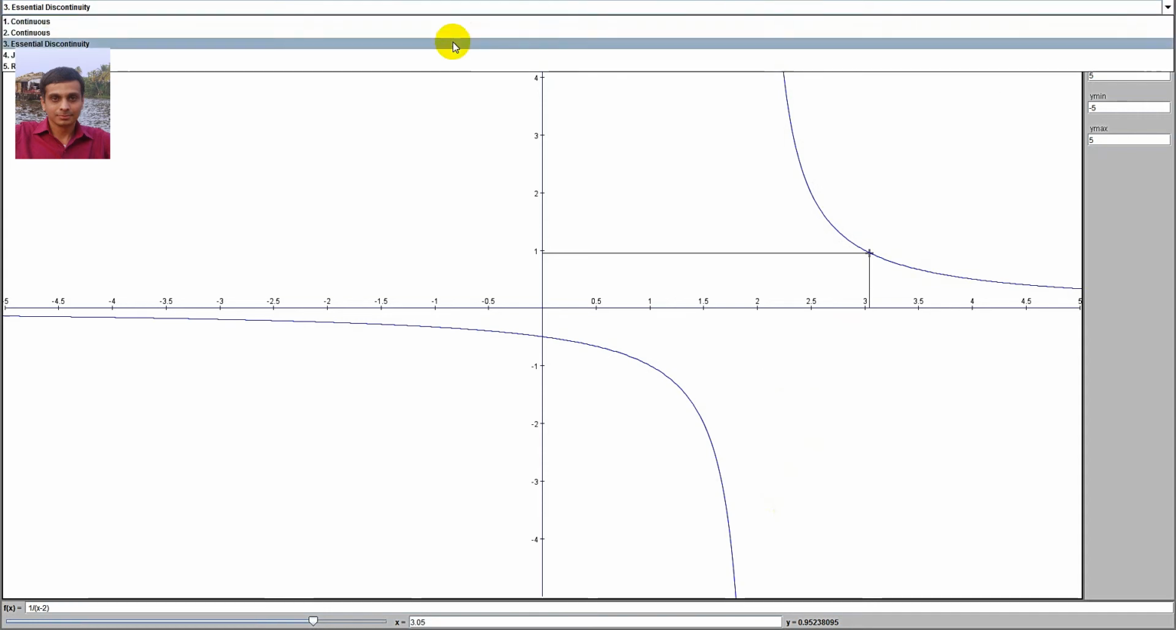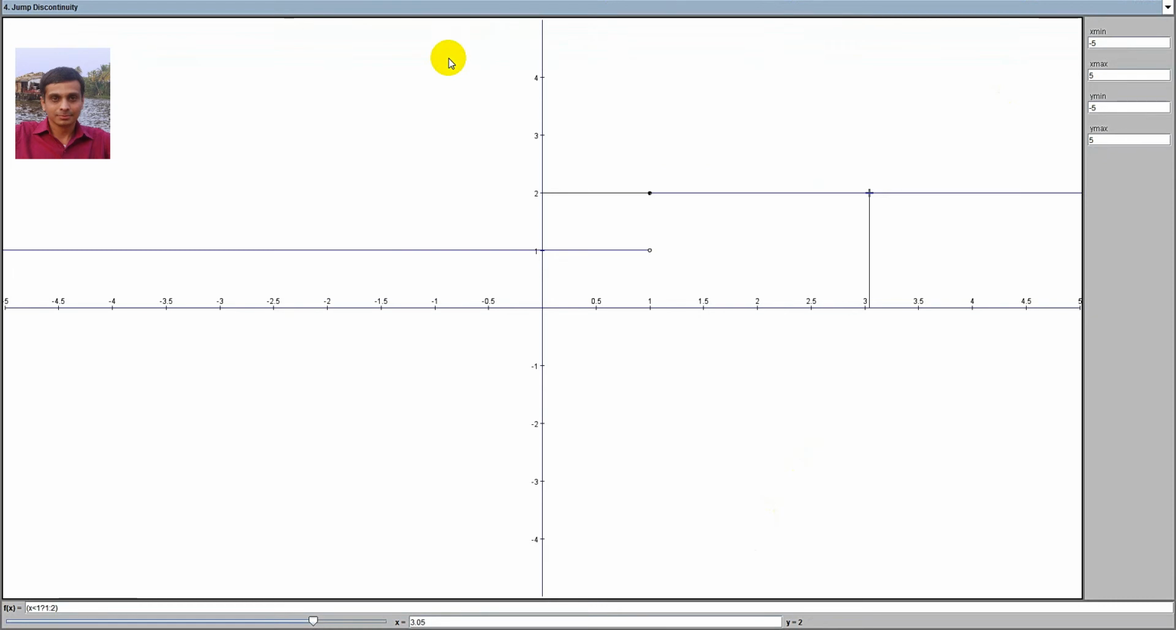Another example of discontinuity is jump discontinuity. Now this is a conditional function. Its value is 1 if x is less than 1 and its value is 2 if x is greater than or equal to 1. As you can see, the graph gets split here at point 1. So x is equal to 1 is the point of discontinuity.